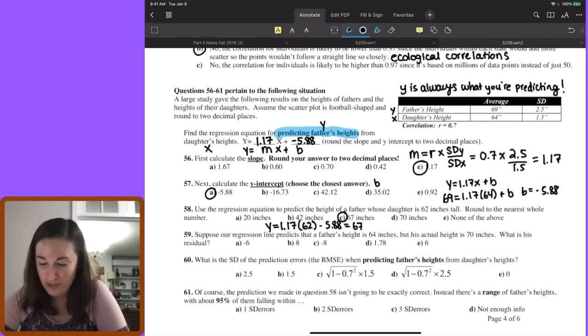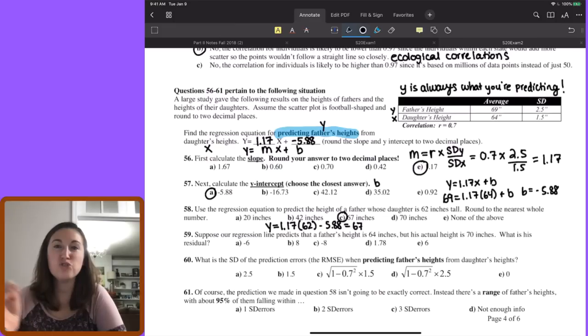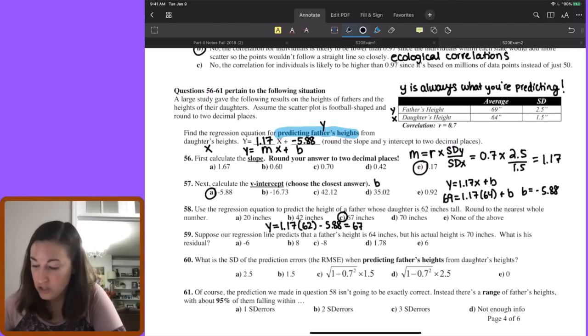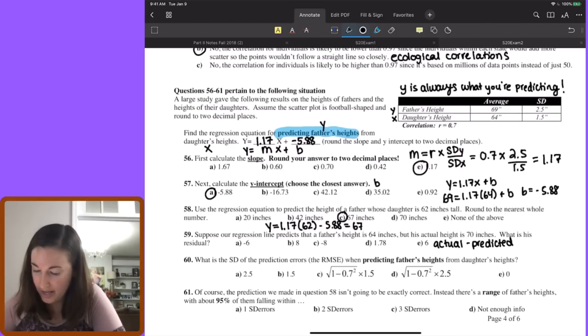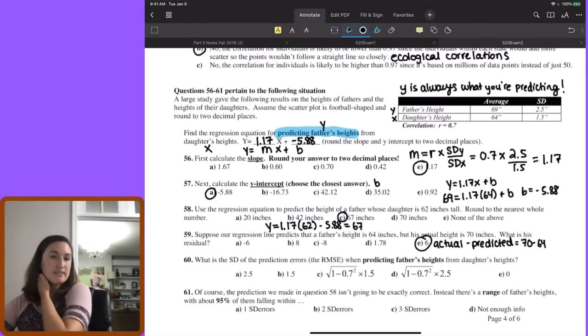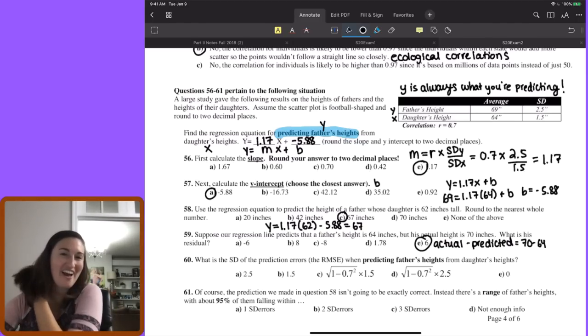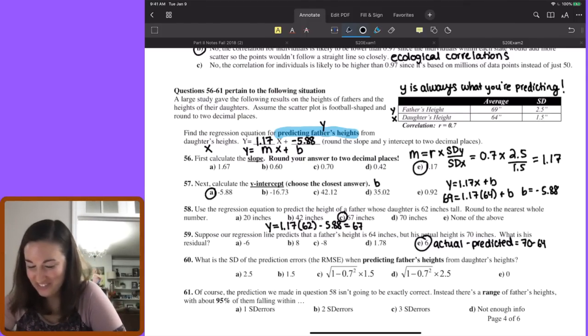All right, suppose our regression line predicts that a father's height is 64 inches, but his actual height is 70 inches. What's his residual? So the residual is how far off was our prediction. So the residual is the actual minus the predicted. Residual is also known as prediction error. So it says his actual height is 70. We predicted it was 64. So 70 minus 64 should be 6. Remember, the average of the residuals is always 0.